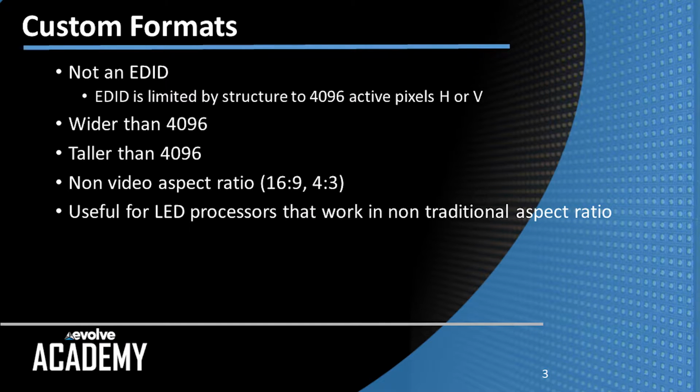A custom format, however, is not an EDID. An EDID is limited by its data structure to 4,096 active pixels, either horizontal or vertical. So a custom format really becomes useful when you want to be wider than 4096 or taller than 4096. This is especially applicable to single outputs that are wider than 4096, and generally speaking, that means LED.